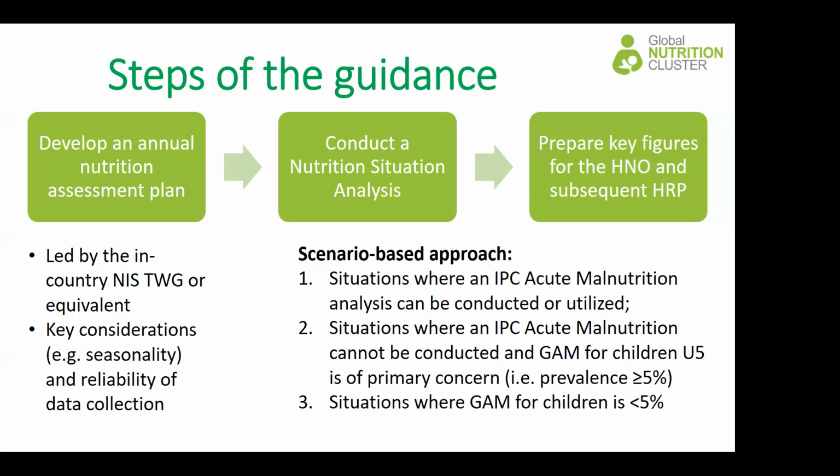And thirdly, situations often found in our Latin American countries, situations where global acute malnutrition for children under 5 is under 5%. So we have these 3 scenarios, and through these next 2 steps, how to conduct a nutrition situation analysis and how to prepare key figures for the HNO, there are going to be slight differences for each of these scenarios.